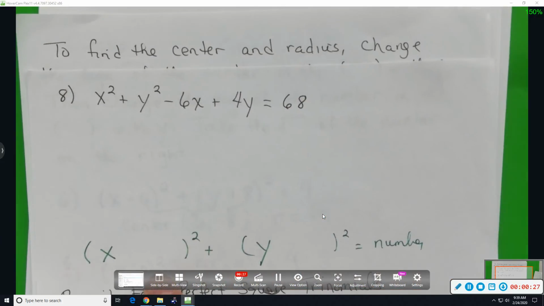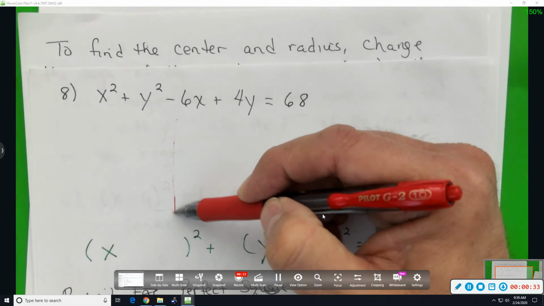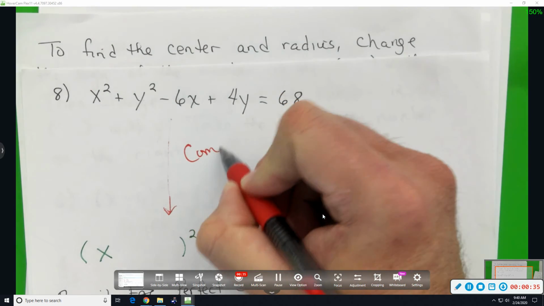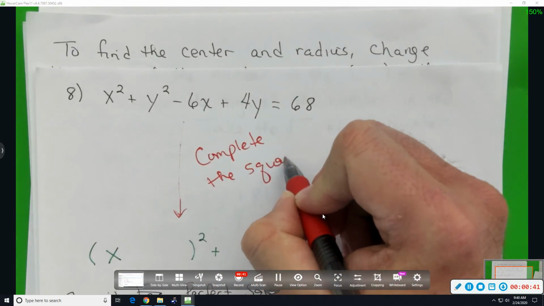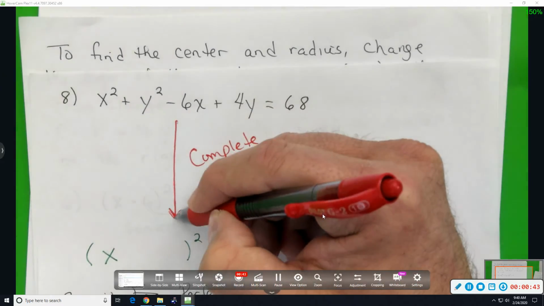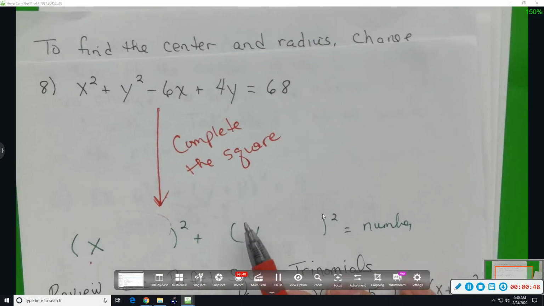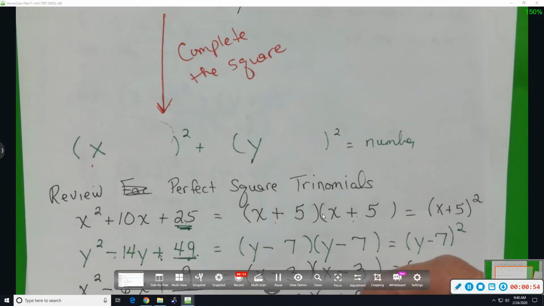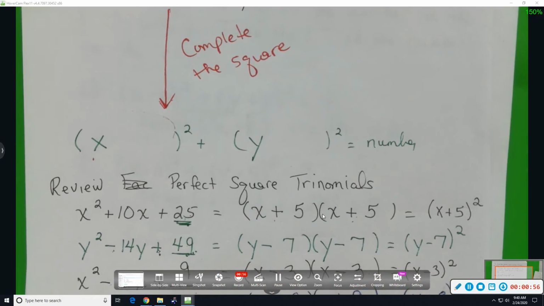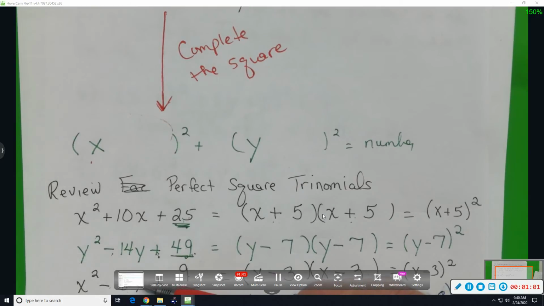Then you have to write it with the parentheses. And the way you do that is this process called completing the square, where we rewrite the x's as a perfect square trinomial, and the same thing for the y's. And the way you figure out the number that you use in order to get a perfect square trinomial, you take half of the unsquared number, the variable that isn't squared, half of this number, and then square it.